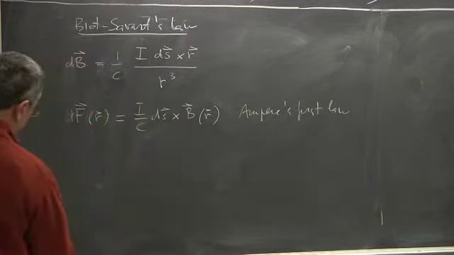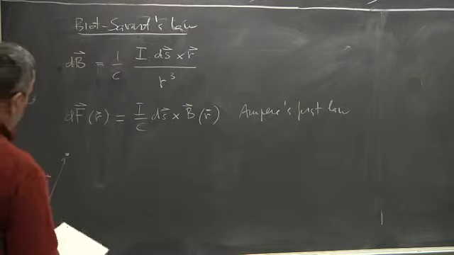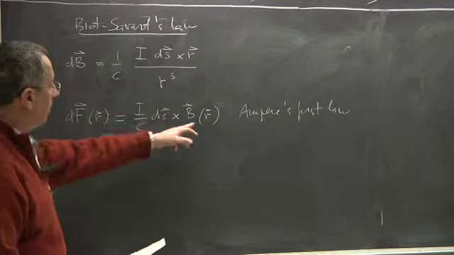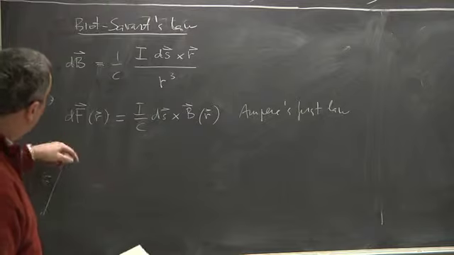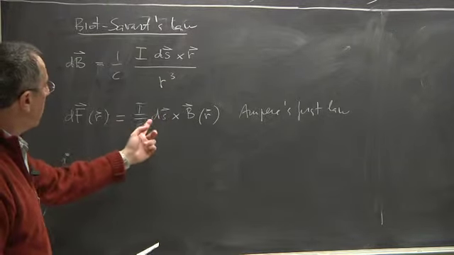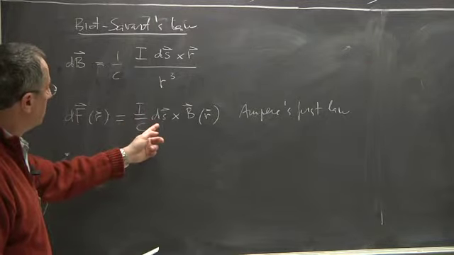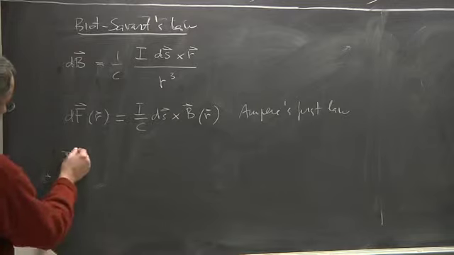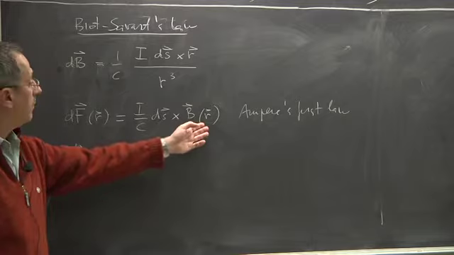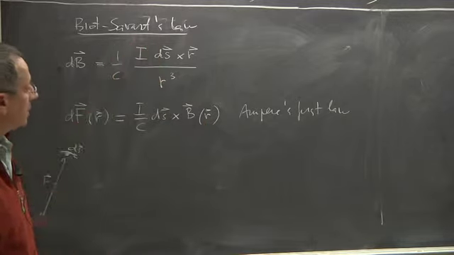Okay, so if you are at a certain point R here, the force here is given by the magnetic field. The force on some small section of a wire carrying a current I is given by the cross product of this small ds with the magnetic field there. And the magnetic field is generated by some current somewhere else and is given by that.